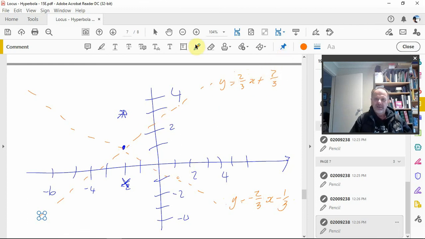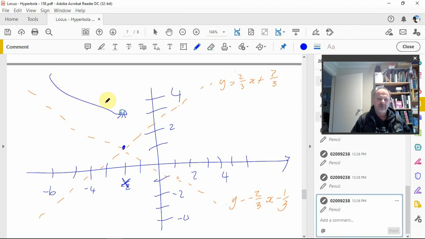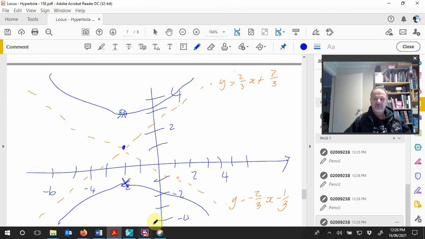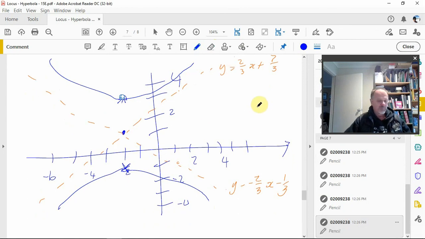All right, so then when I go back and I change my color back, here's my vertices, so I know it goes like so and like so. And you could work out intercepts if you wanted to. All right, so there's our hyperbola.